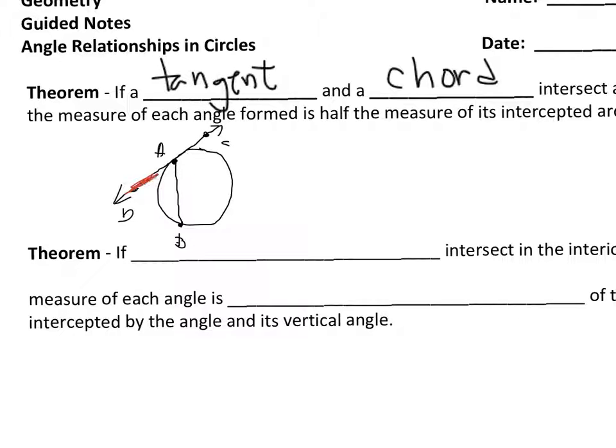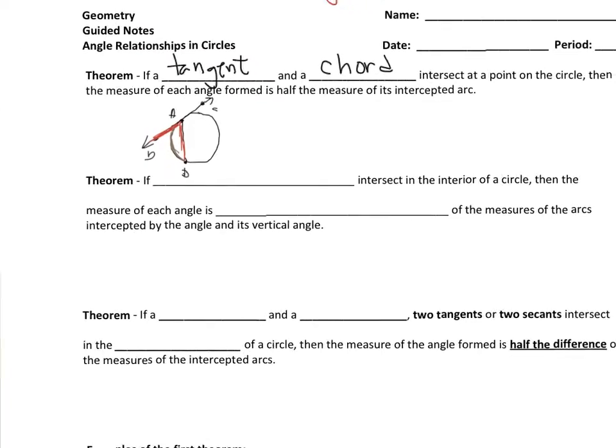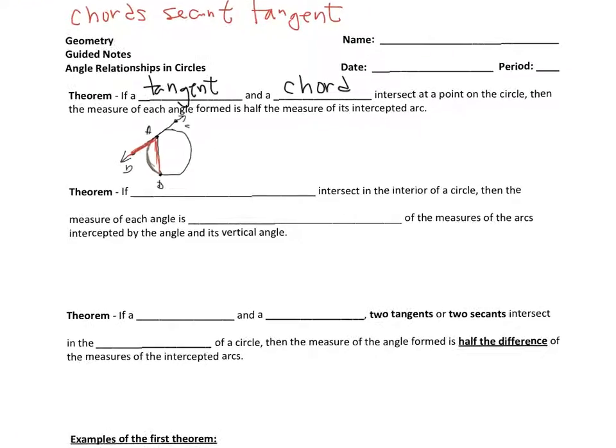then this angle, which in this case would be DAB, it's going to be half of this arc, which would be arc AB. So if a tangent and a chord meet at a point on the circle, then the angle formed is half of the arc. So we sometimes refer to that as the tangent chord theorem for obvious reasons.